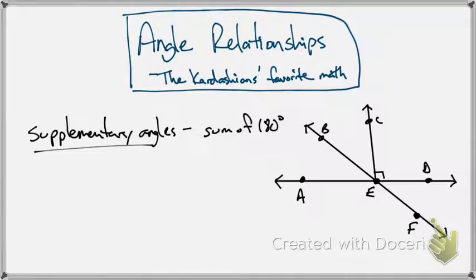Yeah, Jack. Can adjacent angles go over 90 degrees? Yeah, any two angles that share a ray. So it can be two angles that make more than 180 even, right? Yeah.